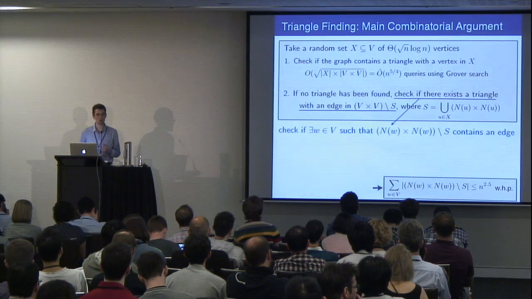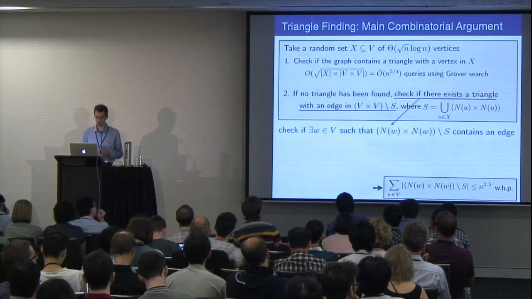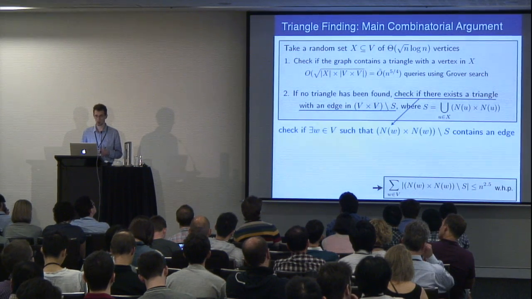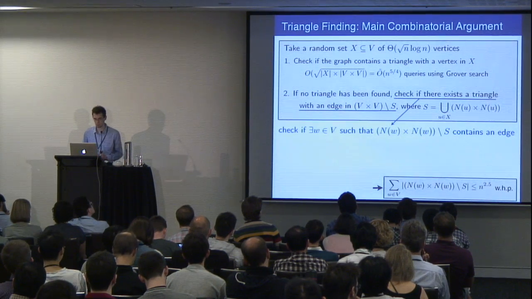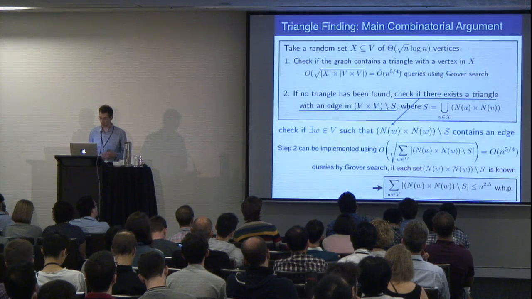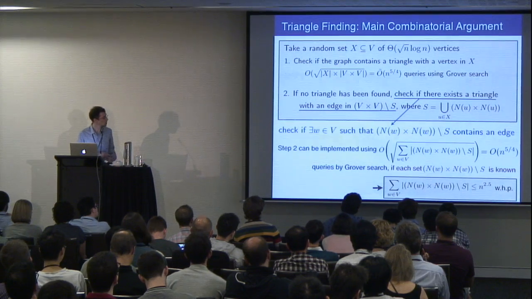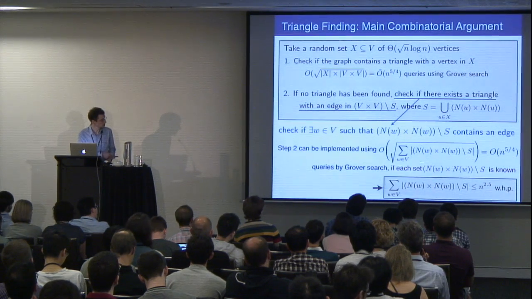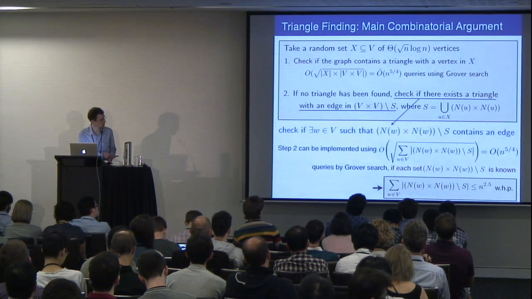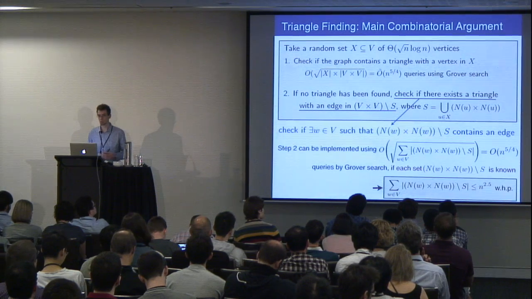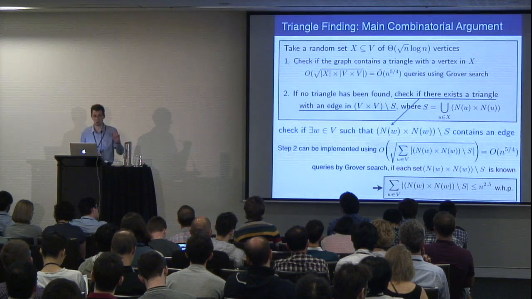Okay, so now how to implement the second step? It's easy to see that implementing this second step is equivalent to checking if there exists a vertex W such that this set contains an edge. Okay, and we can try to implement this by a Grover search. And the complexity of such a Grover search will be given by this formula. And since we have this inequality, this will give you a complexity of big O of n to the 5/4. Okay, so we would have complexity n to the 5/4 for the first step, the second step, and thus for the complexity of the whole algorithm.